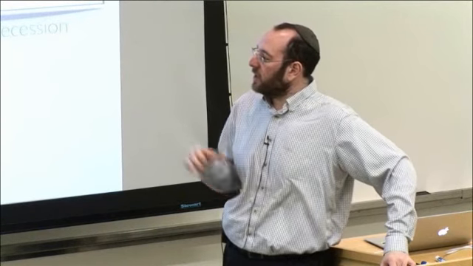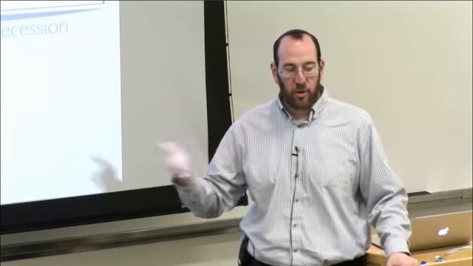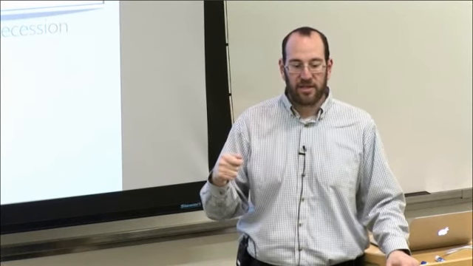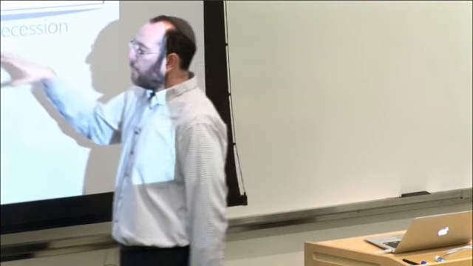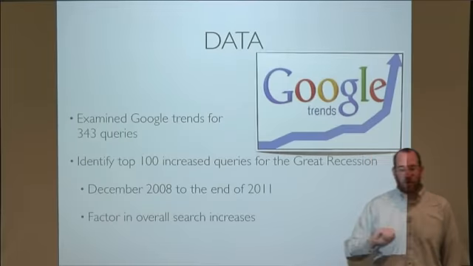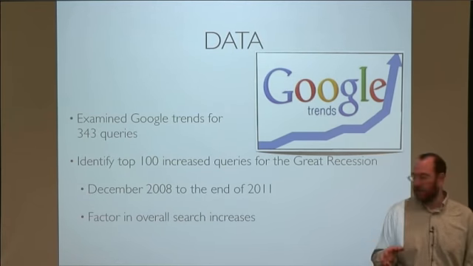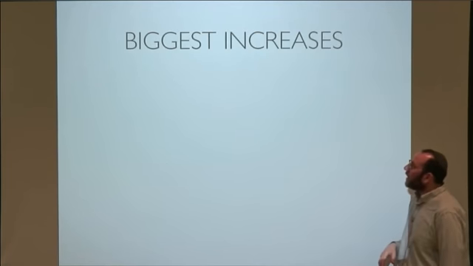So what we did is we looked at 343 queries that we identified using a couple of seed queries. Then Google recommends additional queries for you to look at. And then we went through them and picked out the ones that actually are reflective of health. And we looked at the top 100 of those queries that increased from December 2008 to the end of 2011, which was the Great Recession. And we factor in overall search traffic volumes and all those things. You have to get that right so you're not chasing ghosts in the data.